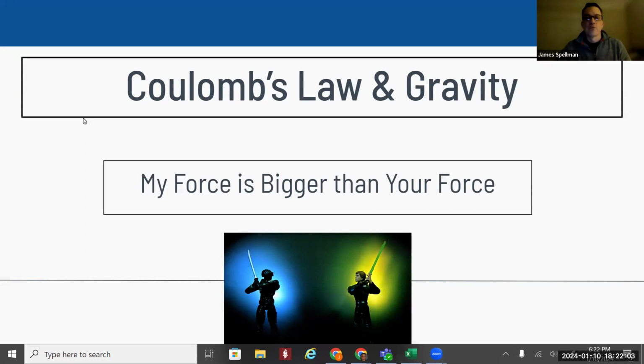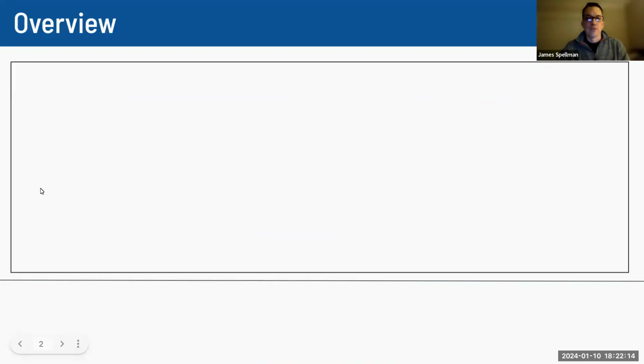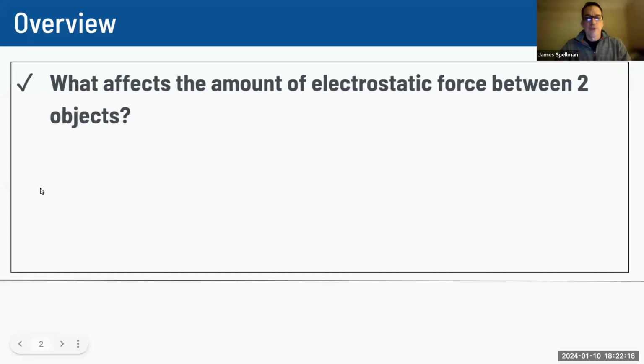And so one of the things we're going to be doing is comparing these two forces with one another, because Coulomb's law deals with electrostatics or electromagnetic force. Gravity obviously doesn't, but we're going to compare the two. So that's kind of the ride we're going to be on here. We've got a few questions to answer.